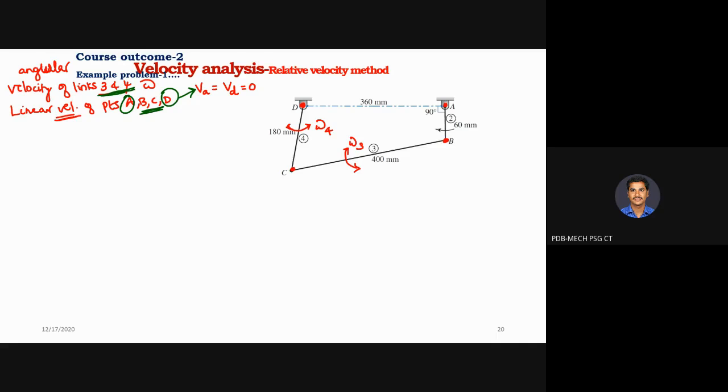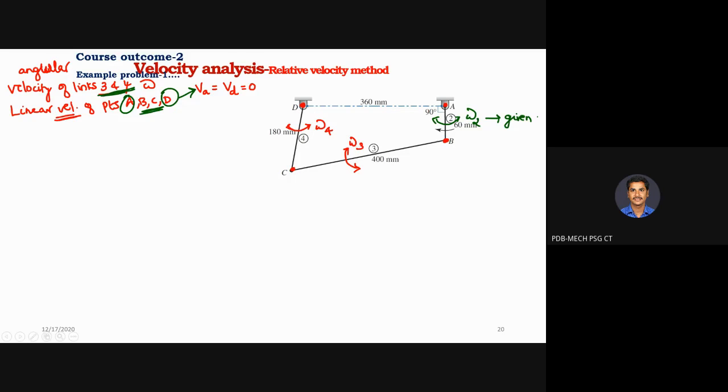Why not find link 2? Omega 2 we can find. It is given, sir. It is already given in the problem itself. With that only it is possible to proceed with the problem. Without knowing the input velocity, or any one of the links' velocity, it is not possible to proceed. So that should be known. That is given. So omega 2 is given in the problem itself. Now we are going to find out the linear velocity at point B and point C.